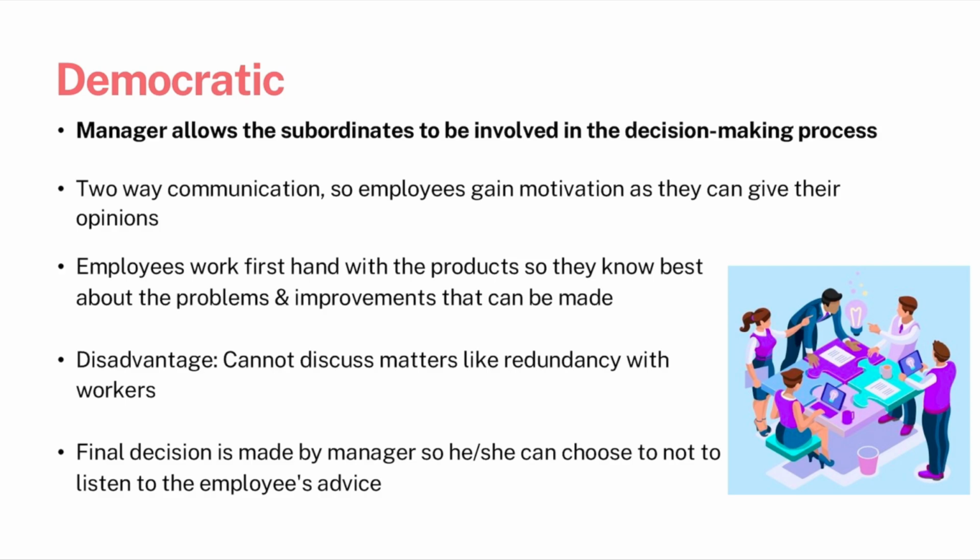Moving on, we have the second one, which is democratic. Now in democratic leadership styles, the manager allows the subordinates to be involved in the decision making process. So in this picture you can see that everyone is working together and the manager is listening to what these guys have to say, and so everyone is involved in the decision making and hence everyone is motivated.